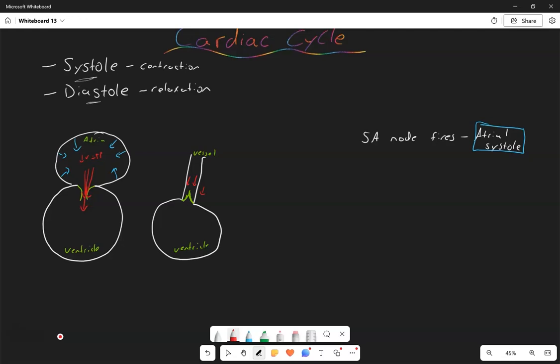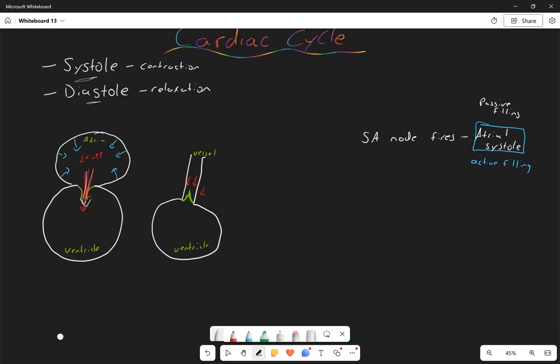When we enter atrial systole, we enter a phase known as active filling. Notice prior to that, we had what is known as passive filling, because we weren't actually contracting the atria, but blood was flowing from the atria down into the ventricles. When the SA node fires, the atria contract and force blood down into the ventricles. So we're filling up the ventricles.